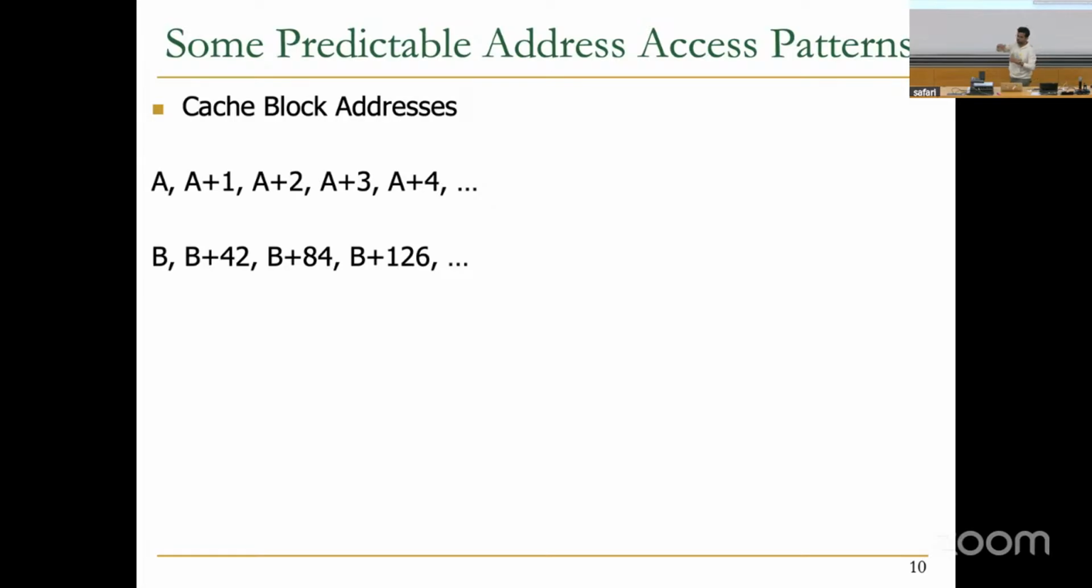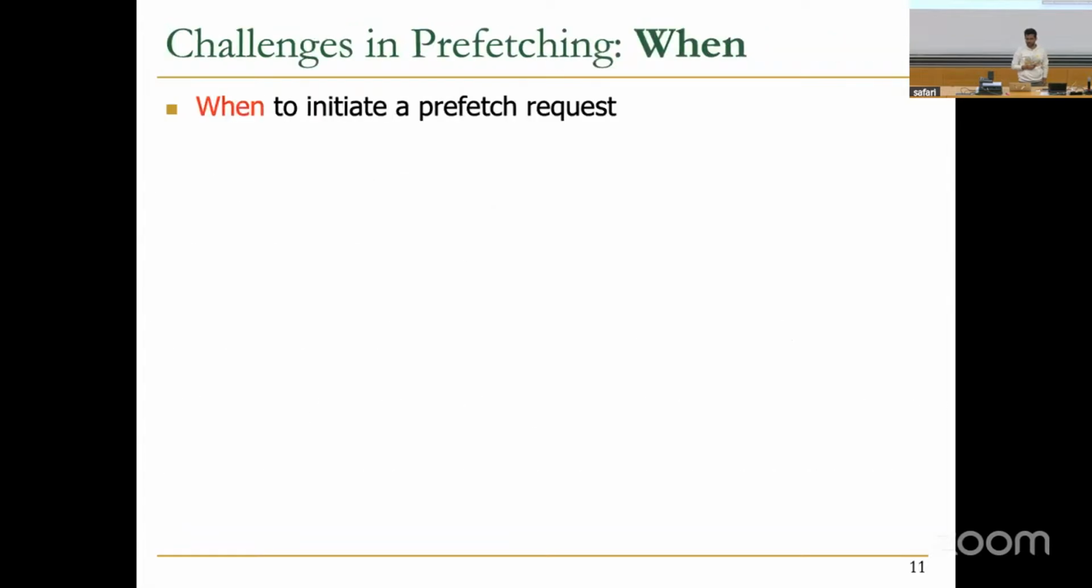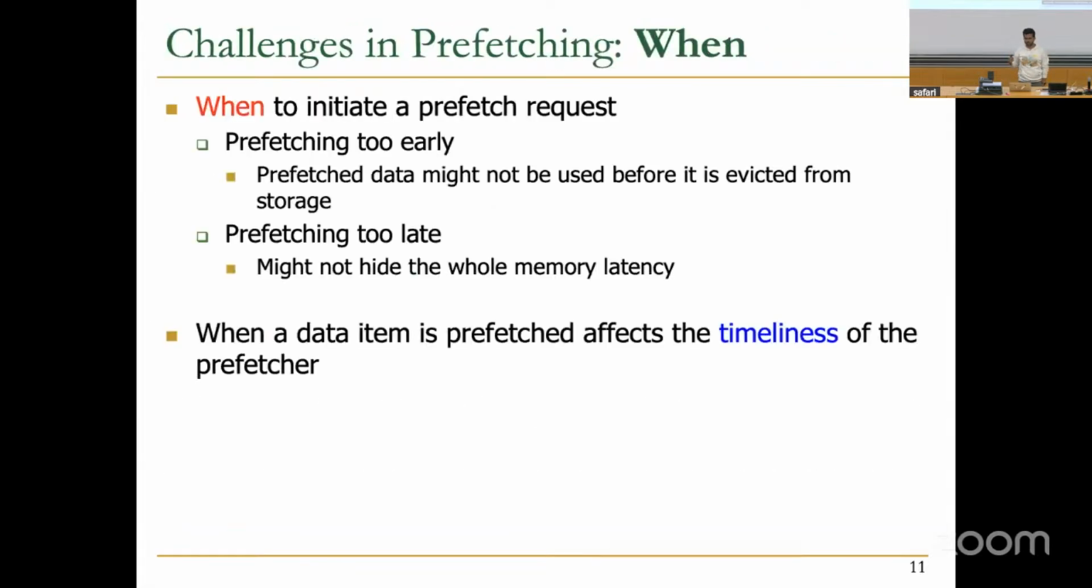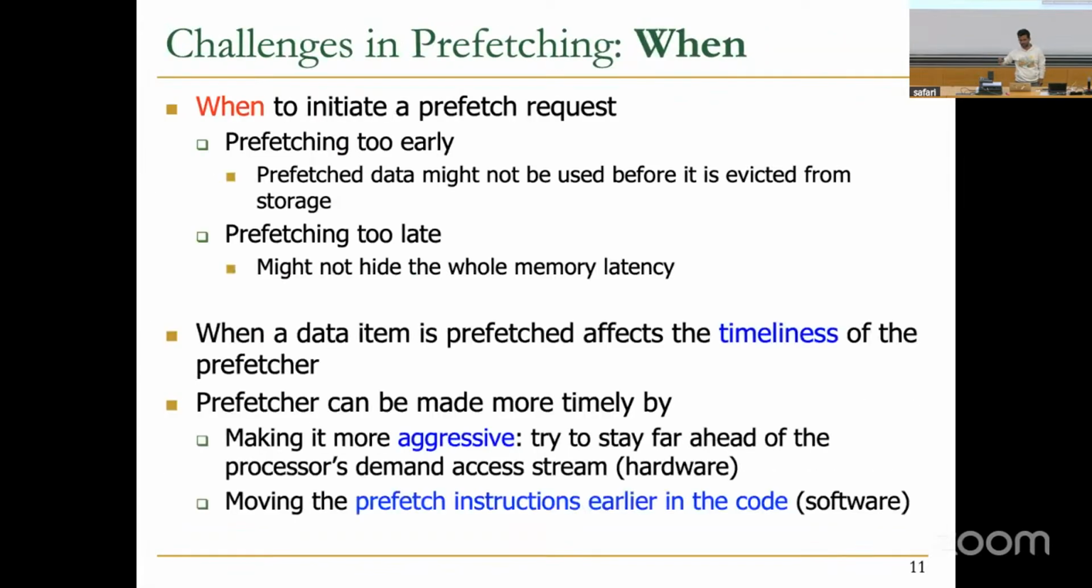And then from 126, you can start prefetching from there. I'm going to show you some examples of how commercial processors make the prefetcher more aggressive by jumping ahead and extracting more timeliness. So that's one example of exploiting aggressiveness to make the prefetcher timely.